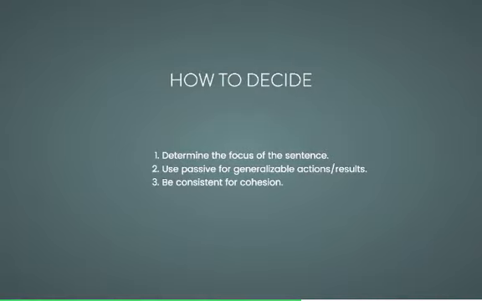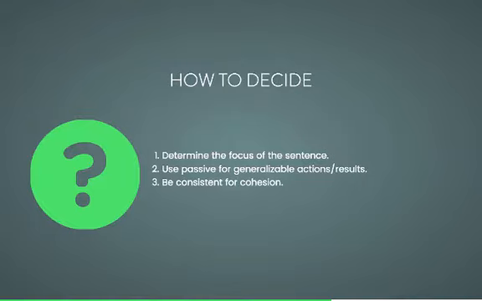Okay, so now that we're able to identify active and passive voice, let's talk about how we can decide whether or not to use active versus passive. There's really three things I want to cover, and the first is determining the focus of the sentence. The second is using passive for generalizable actions and results. And then the third is to be consistent for cohesion. We won't really look at the third one very closely, so I'll just quickly say, if you're going to start a paragraph with active voice, you probably want to complete the paragraph with active voice, and vice versa with passive.